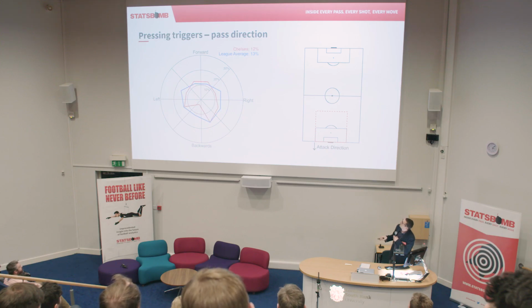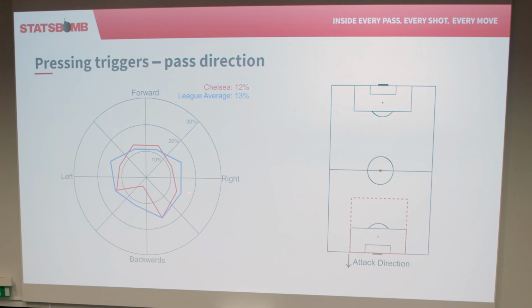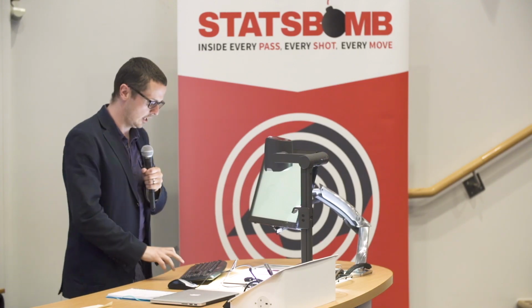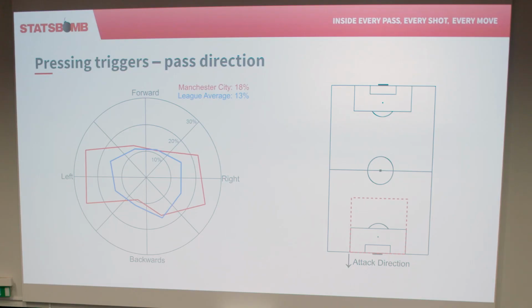Chelsea are around about league average, but we see that they're more likely actually to press forward passes from this zone compared to the league average. Liverpool, so they press more aggressively than league average, and there does tend to be that bias towards the flanks and somewhat towards backward passes. So that again fits in with what we know about Jurgen Klopp's system. Pass direction is something that we would expect to be a pressing trigger, and that's shown up nicely here with Liverpool.